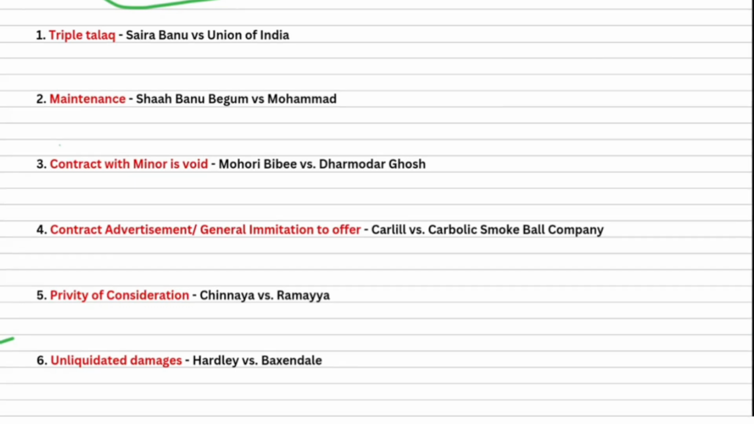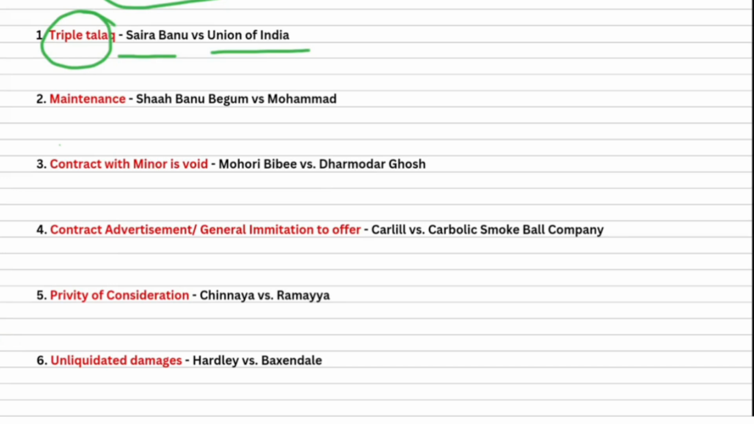First of all, we have the case of triple talaq. The name of the case is Saira Banu versus Union of India. In this case, the custom of triple talaq was challenged, and the Supreme Court ultimately declared the custom to be unconstitutional. It stated that it is violative of women's fundamental right given by the Constitution of India.